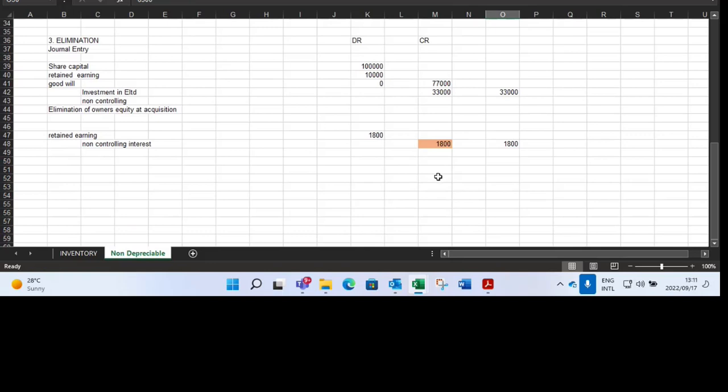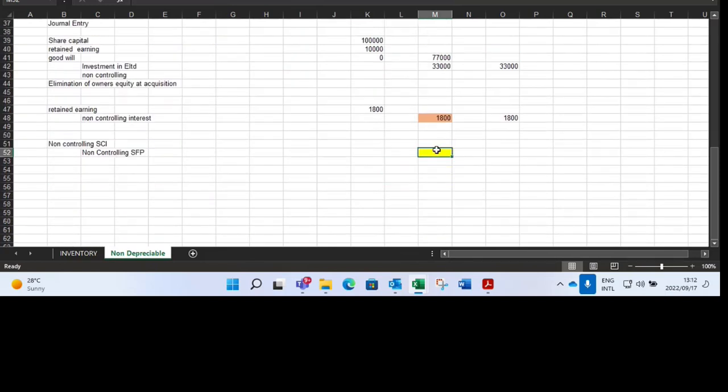The one for subsidiary, it's going to come here. So it will be the 6,300. Then on the debit we have the non-controlling SCI, non-controlling. And then on the credit side, we have a non-controlling SFP, which will be the one of 6,300, and here we also have 6,300. Then when we transfer it further, it will be 6,300.